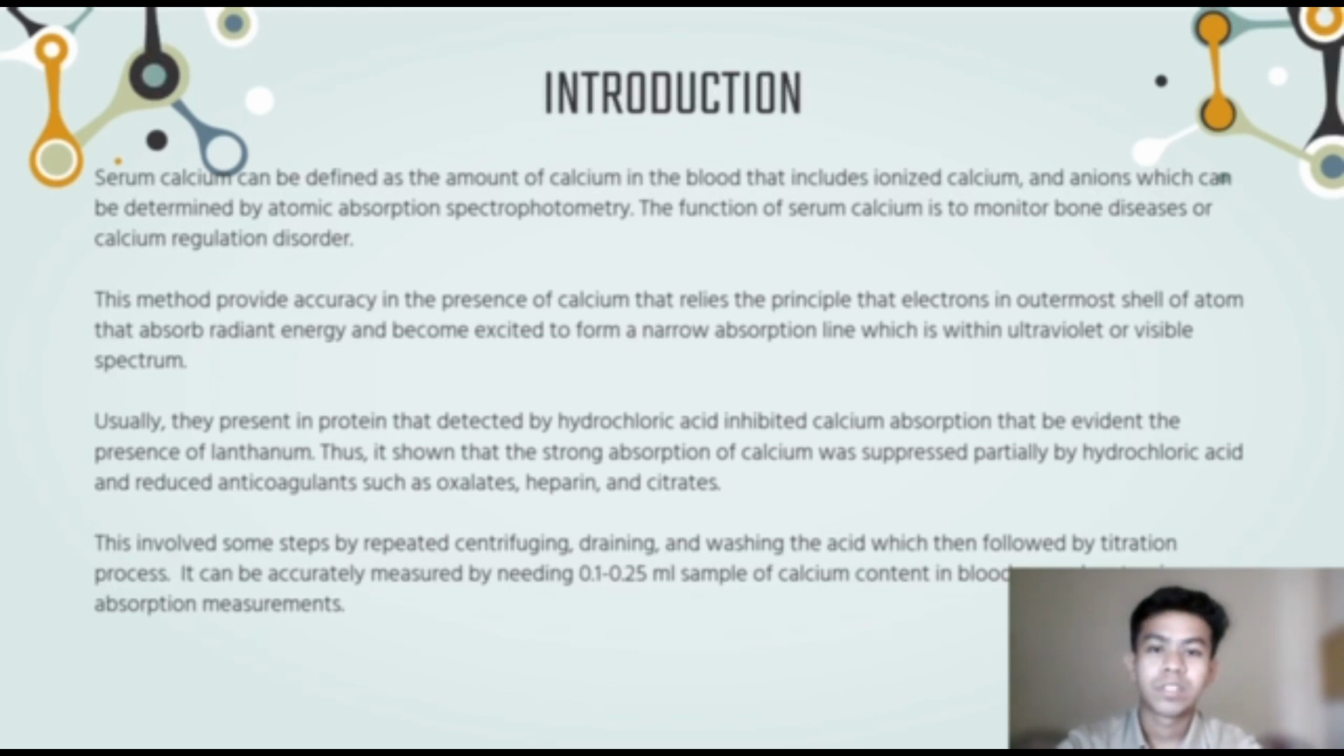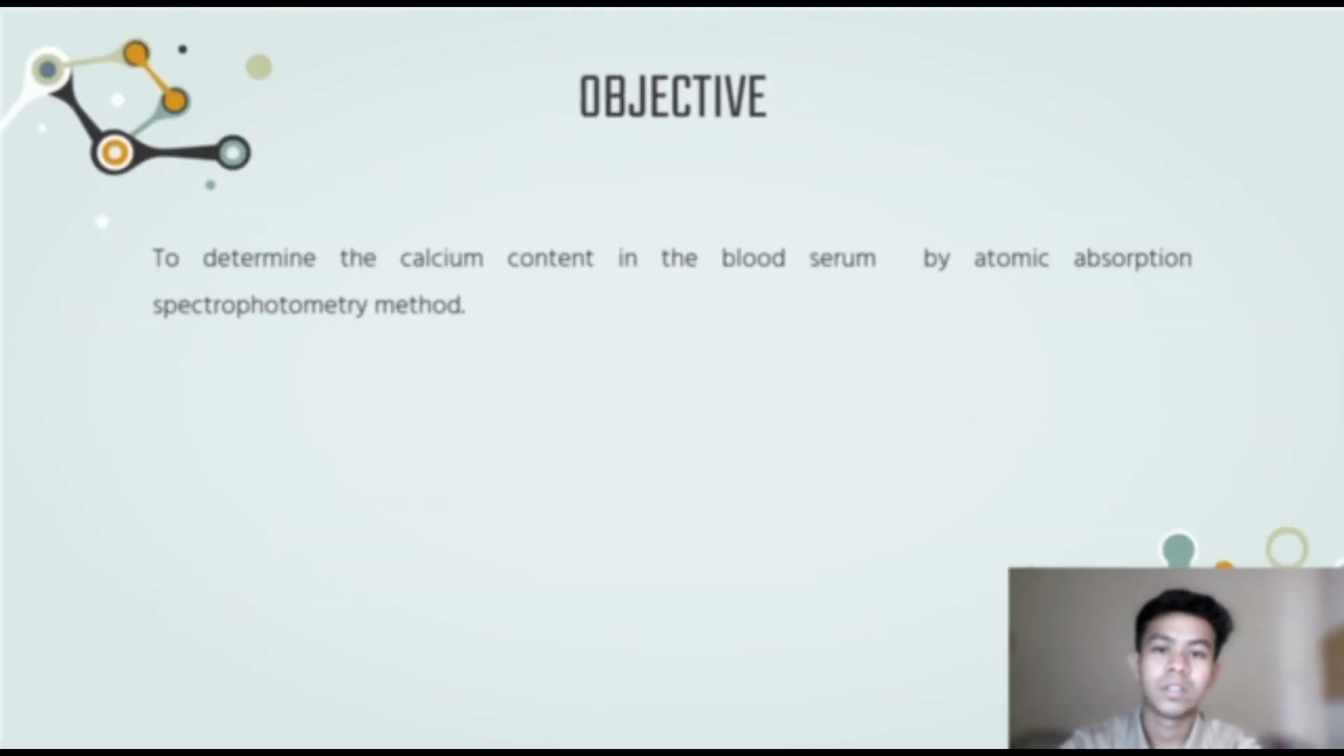And this involves some steps by repeated centrifuging, draining, and washing the acid, which is then followed by a titration process. It can be accurately measured, needing 0.1 to 0.25 ml sample of calcium content in blood serum by atomic absorption measurement. Here is our objective, which is to determine the calcium content in the blood serum by the atomic absorption spectrophotometry method.